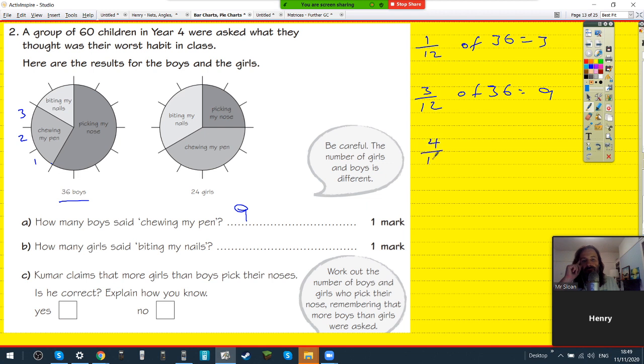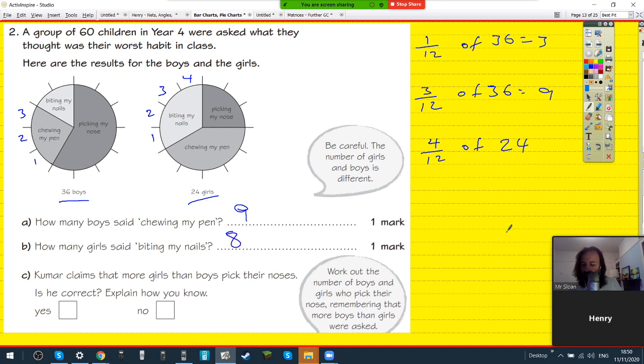Okay. 24. 1, 2, 3, 4, 5, 6, 7, 8, 9, 10, 11, 12. 12. So 12 divided by 12 is 1. So one kid. Hold on, it's 24 girls. Oh, so one is 2. One's 2. So then 2, 4, 6, 8. So 8 girls. Well done.